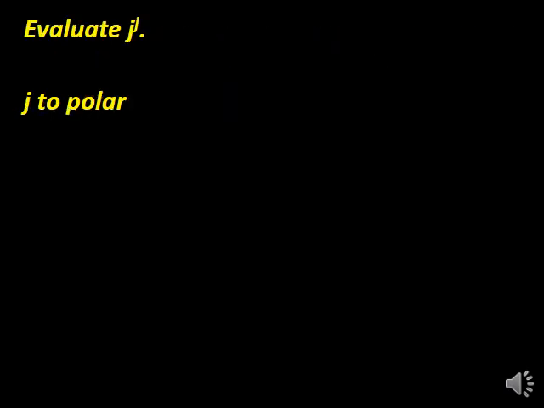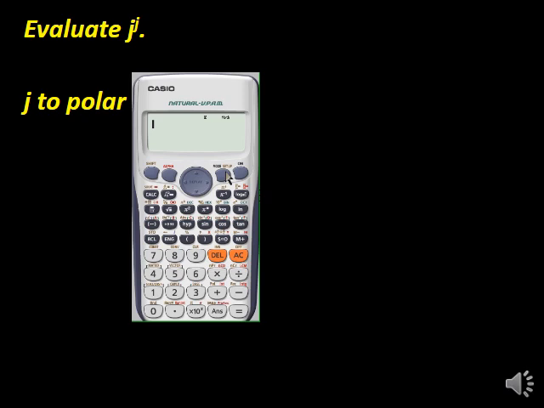Evaluate J raised to J. Okay, let's try this approach. First, we convert J to polar form. Well, you can draw J on the Argand diagram and you can determine easily the equivalent polar form of J. But in my case, I will use the calculator to determine the polar form of J.